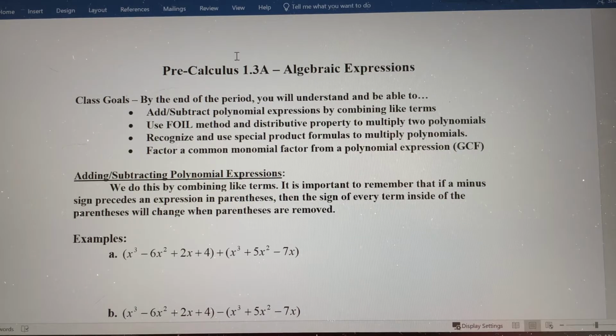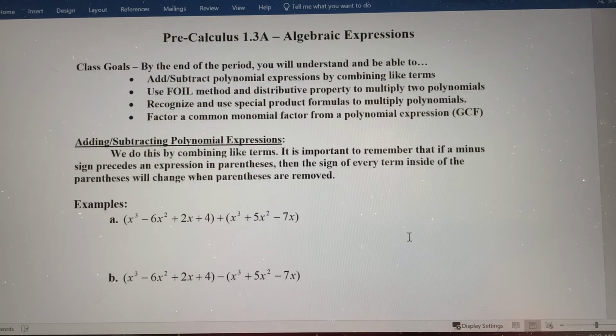In this video, we're going to start section 1.3. We're going to go over adding and subtracting polynomial expressions, okay? So when you're adding or subtracting polynomials, you're going to combine like terms, okay? If you're adding polynomials, we're just going to eliminate the parentheses. The parentheses aren't even necessary here. So we're going to get rid of those parentheses, and then we're going to combine like terms.